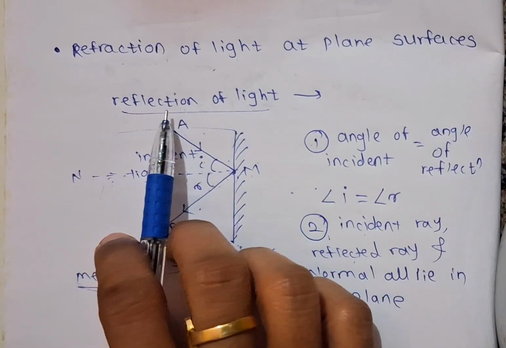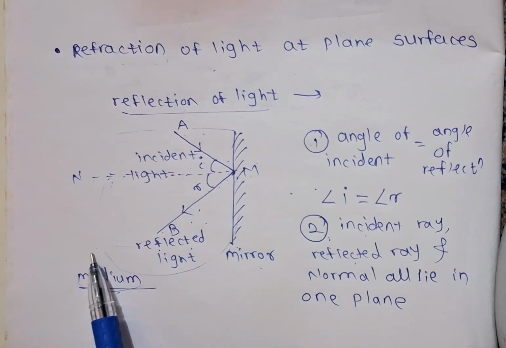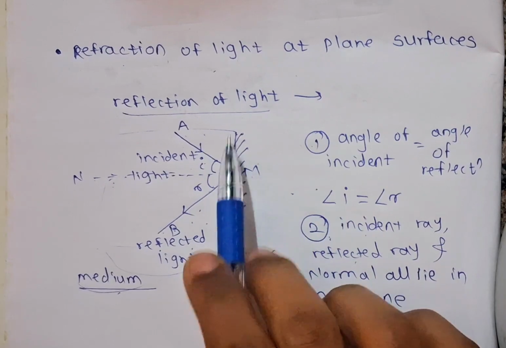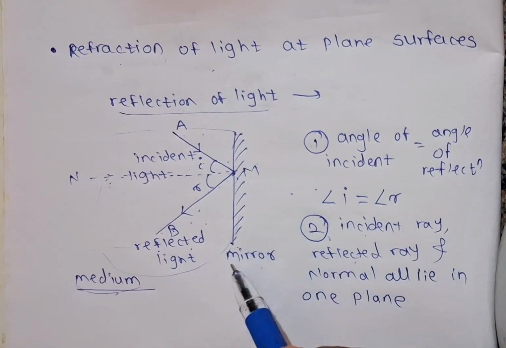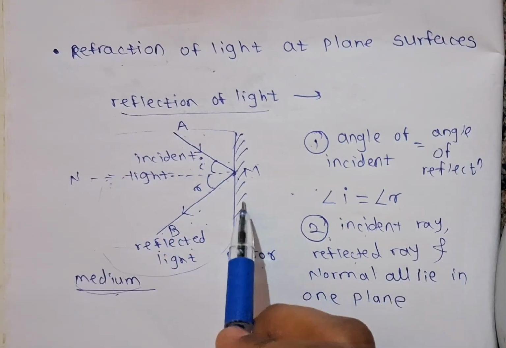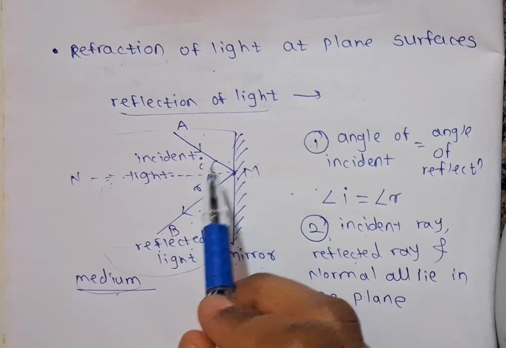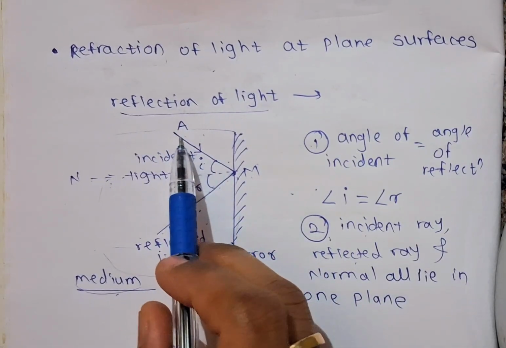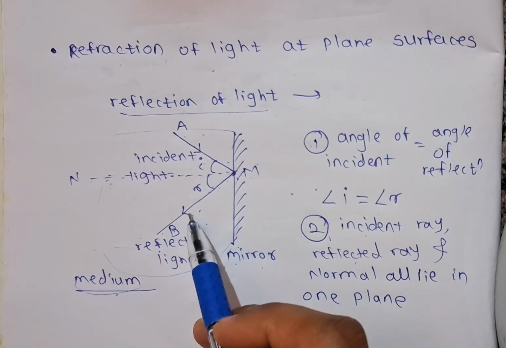In reflection, what happens? The light gets returned in the same medium after it strikes on the polished surface. Let this be the polished surface, a mirror. This is an incident light. It strikes on this surface and it gets returned in the same medium here. So this is the incident light and the returned light we call a reflected ray.